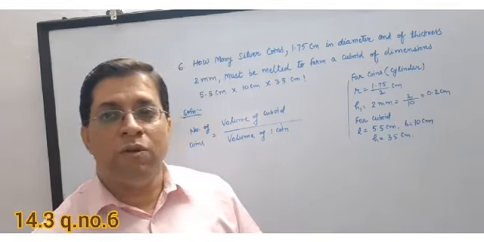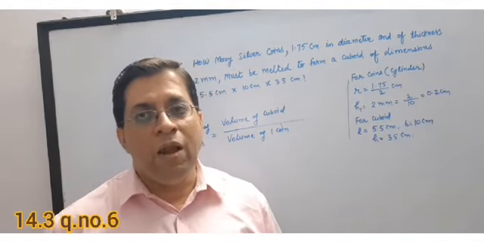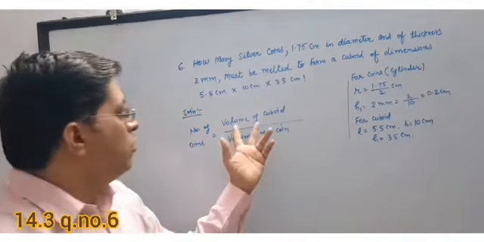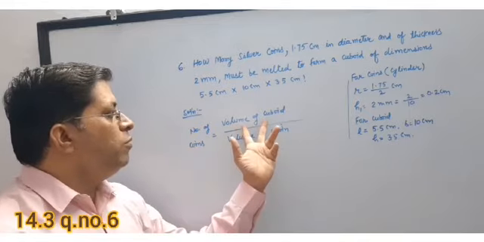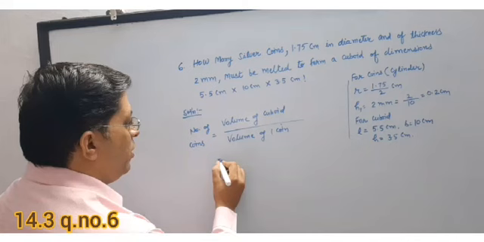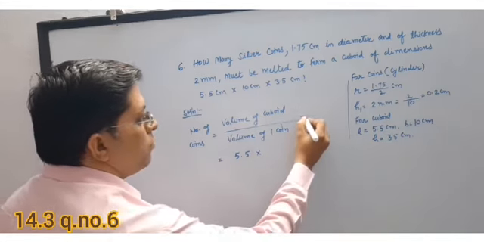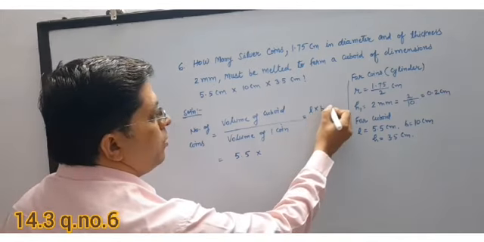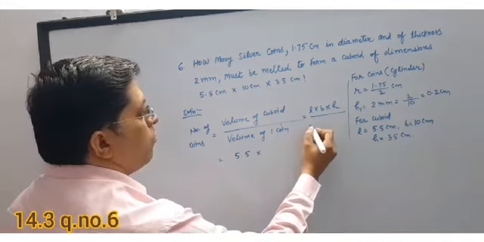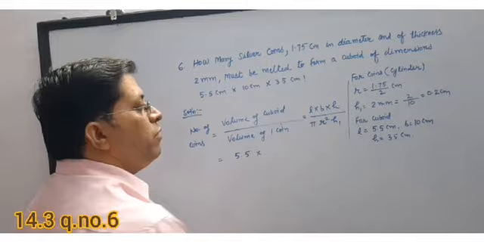I have one silver block like this, L, B and H, all three given to you. Now number of coins will be volume of cuboid upon volume of one coin. Volume of cuboid is L into B into H. And what is the volume of one coin? Coin is the shape of a cylinder, so pi r square h1.